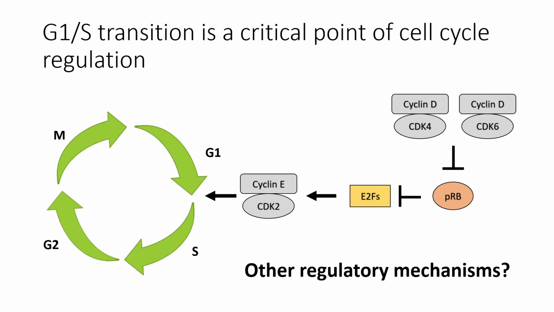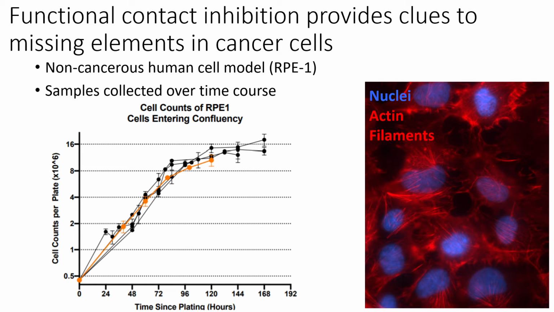Our lab proposes that a translationally regulated, growth-dependent protein may be the missing piece. To identify this protein or proteins, we are analyzing contact inhibition in healthy human retinal pigmented epithelial cells using ribosome profiling. The fluorescence image to the right displays a semi-confluent culture of these RPE1 cells with actin filaments stained in red and nuclei stained in blue.